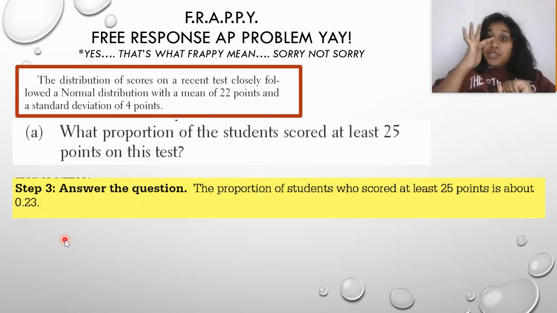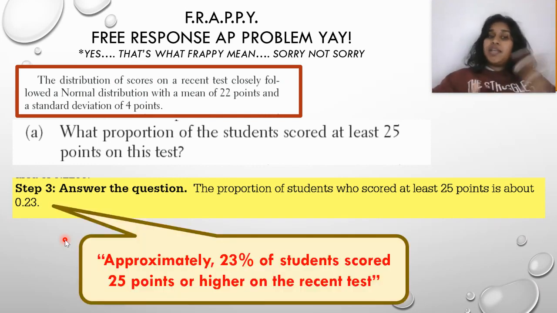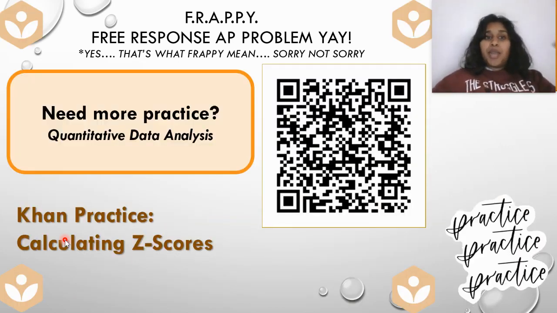So here's our answer. The proportion of students who scored at least 25 points is about 0.23. Another way of saying that is approximately 23% of students scored 25 points or higher on the recent test. Great. Let's move on to question B. But before we do that, there is a practice.